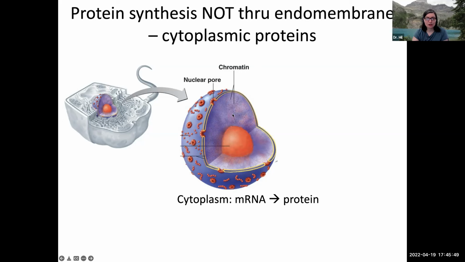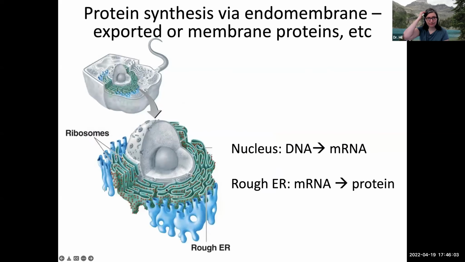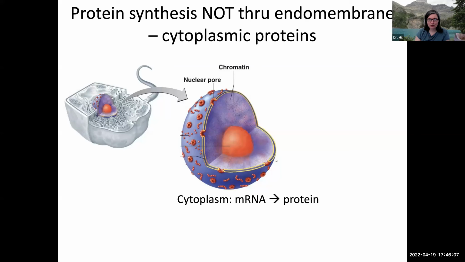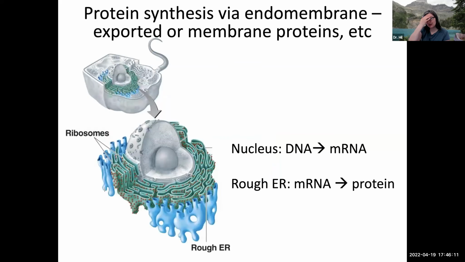Then we transcribe it into mRNA. It leaves through the nuclear pore. It's found by a ribosome, which translates the mRNA into protein right there in the cytoplasm, and bam, you're done. Okay. So this is quite straightforward compared to what happens to all the other things we're going to talk about.